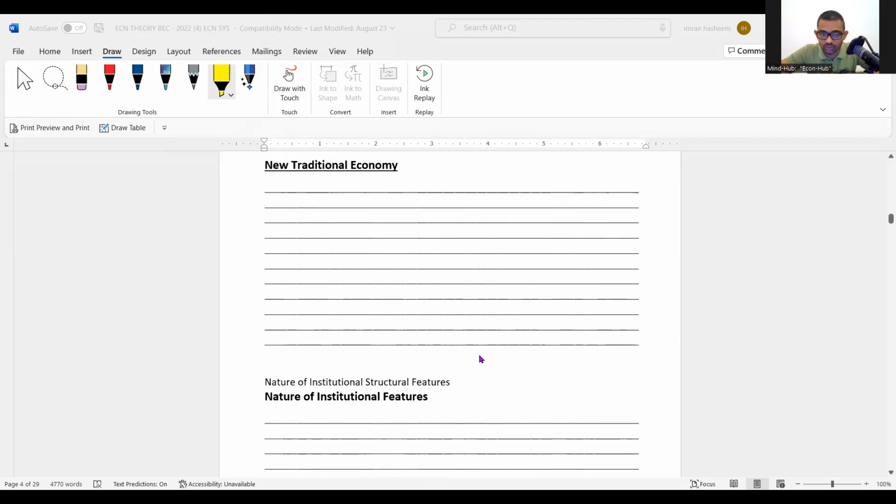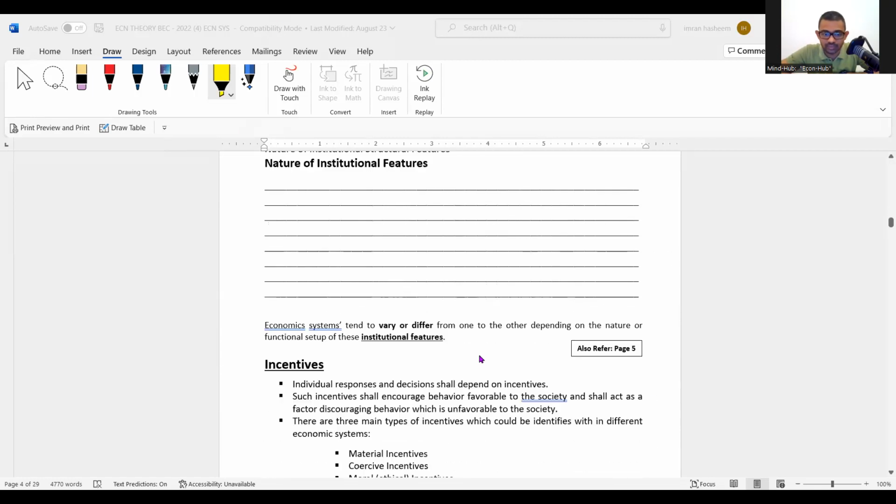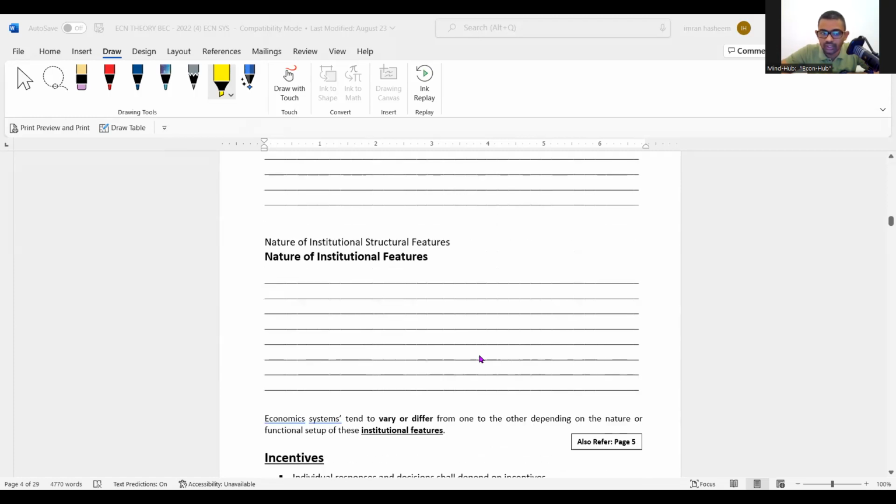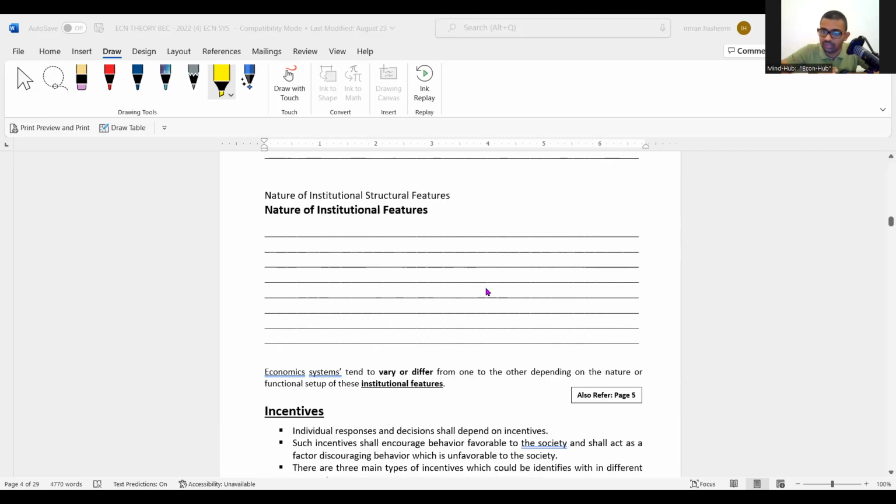But anyway, we'll quickly go through this table, because even for today's session, I have to start on page 44 with these institutional features, the nature of institutional structural features. Yes, we have to start there. So I think what we are discussing is relevant for what we are about to start learning. With that in mind, let's look at it.